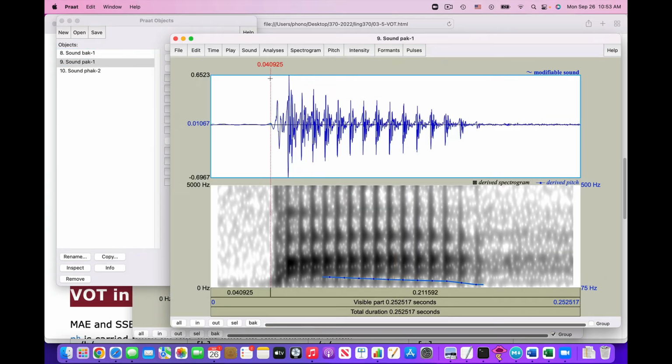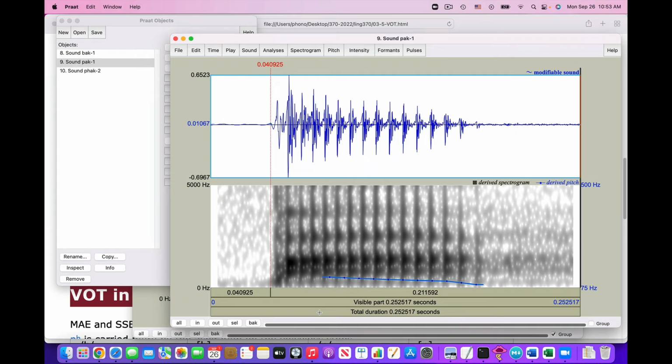Then the voiceless unaspirated one. Here is the release of the stop into the vowel. And you'll notice that this is the period of closure here, and here's the release, and the voicing starts just about exactly when the stop is released. So here's the voiceless unaspirated pa.